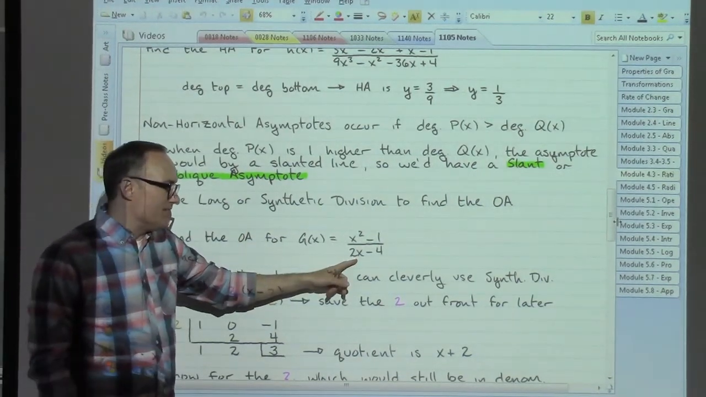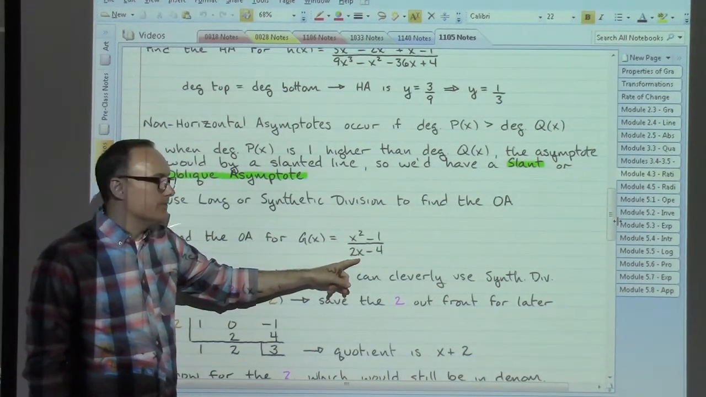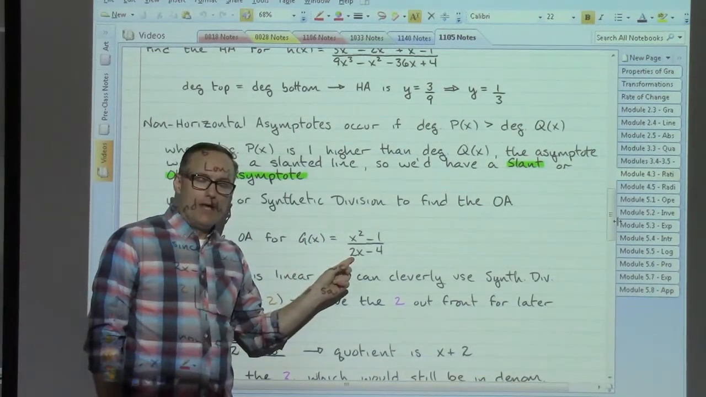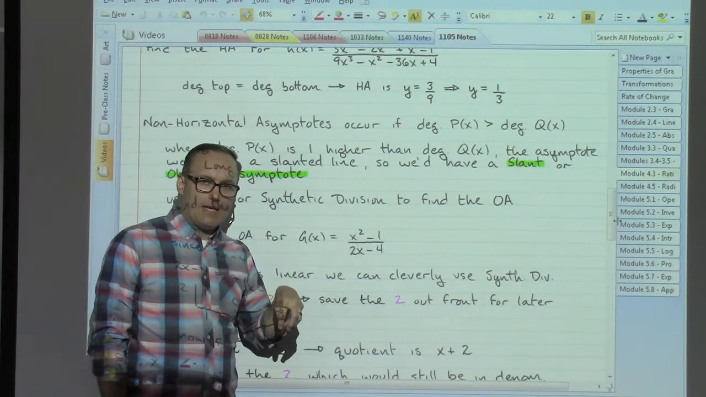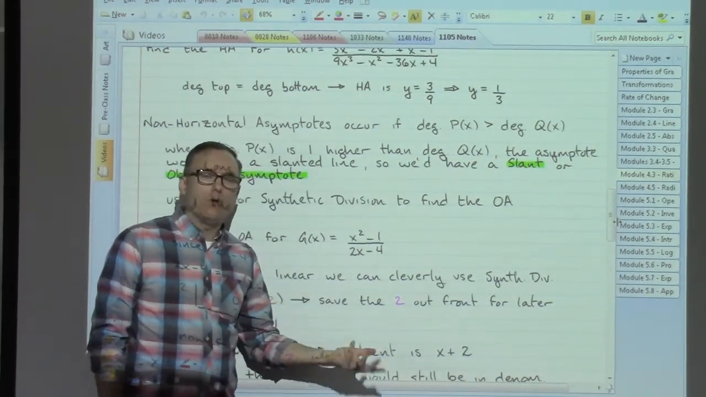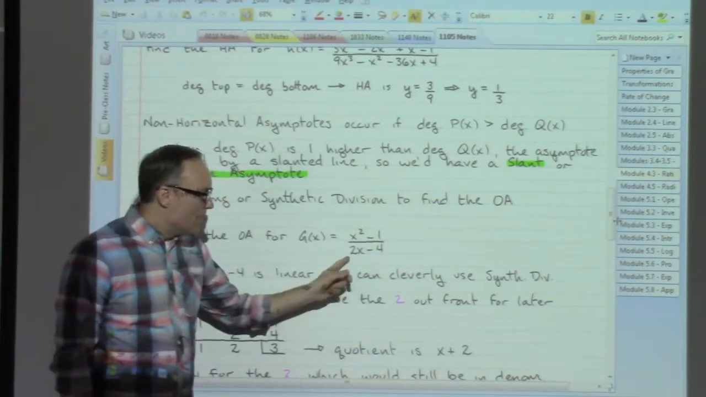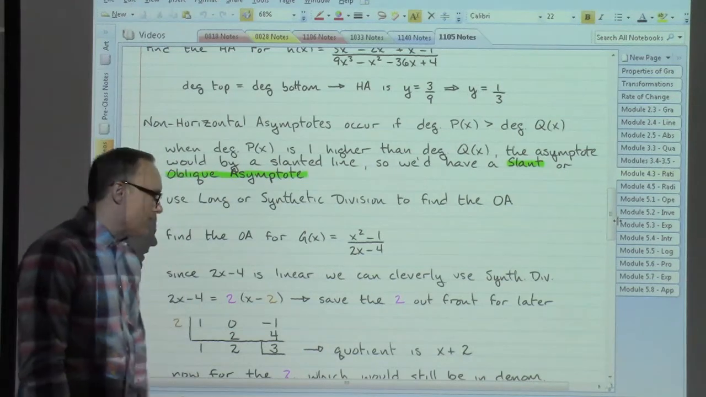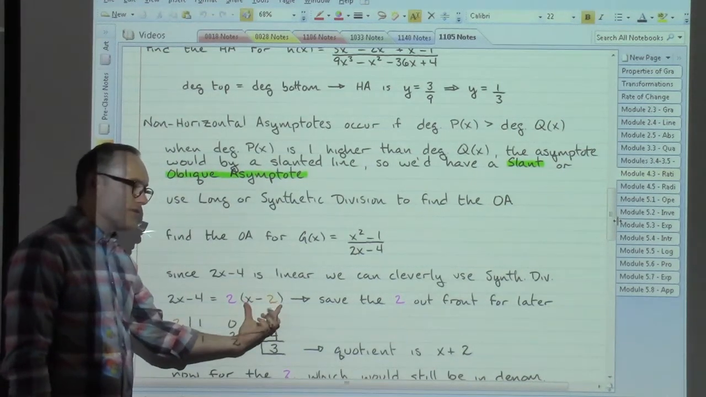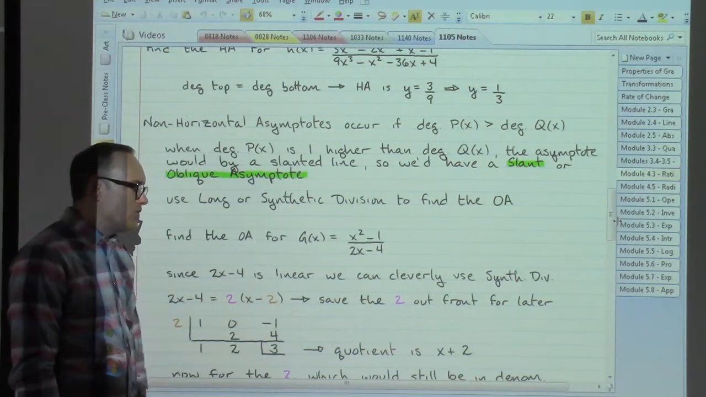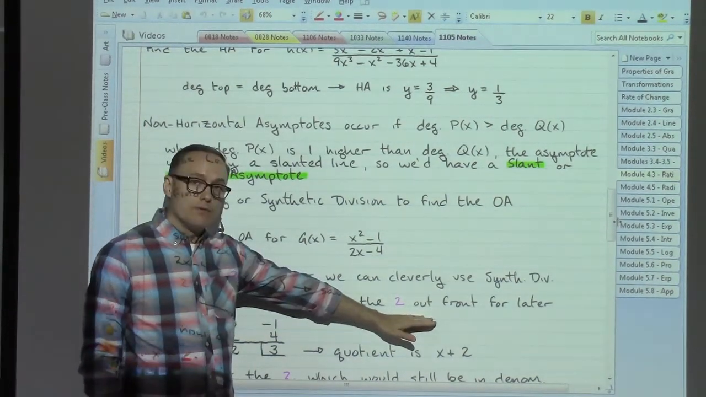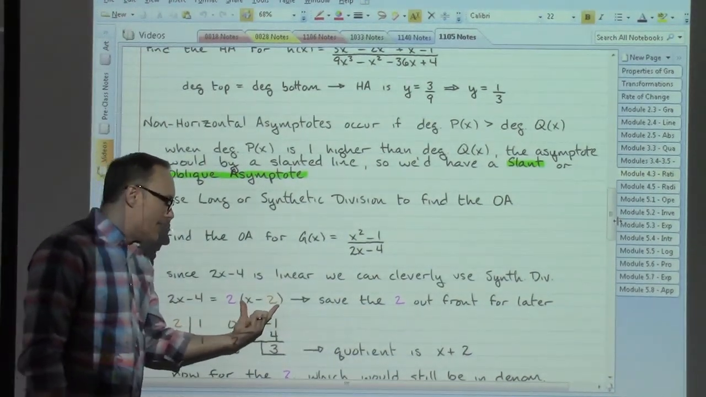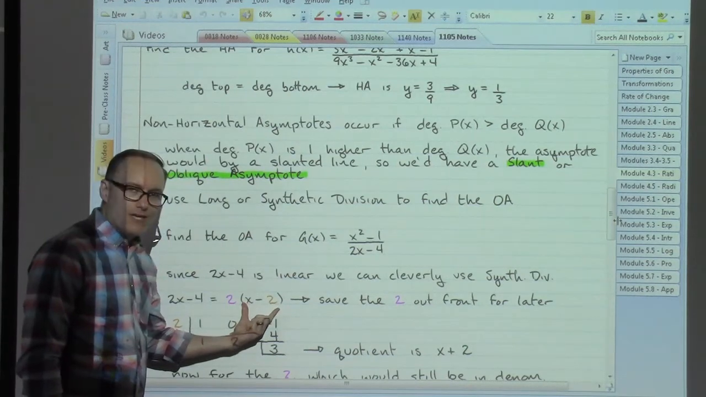We can use synthetic division because the denominator is linear, but we can't use it immediately because that denominator does not have the form x minus a number or x plus a number. The 2 out in front is throwing things off a little bit. So here's the cleverness. Let's take that 2 and factor it out. We're going to save it for out in front of our denominator. That means that we can really focus in on this x minus 2.